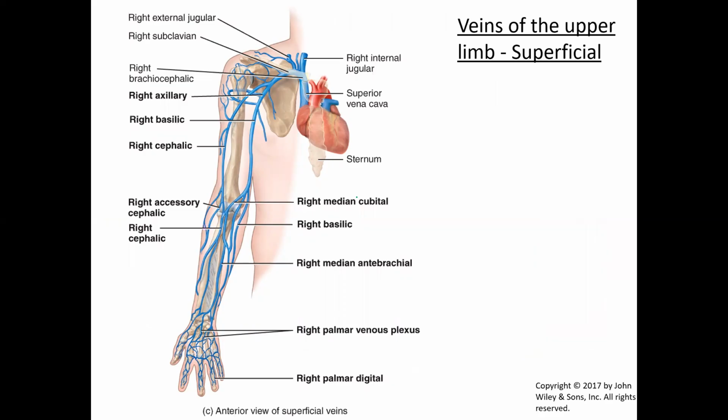C-U-T-A-N-E-O-U-S, cutaneous veins. And it just means close to the skin. So cutaneous means skin. So when you look at your arm and you see veins, you're seeing your superficial veins, just like in the lower limb, okay? So we'll start down at the hand.